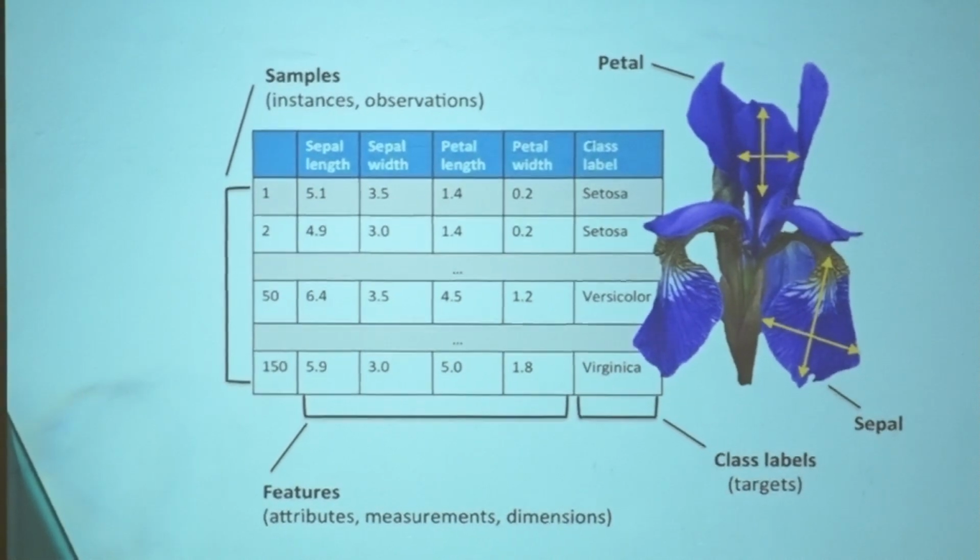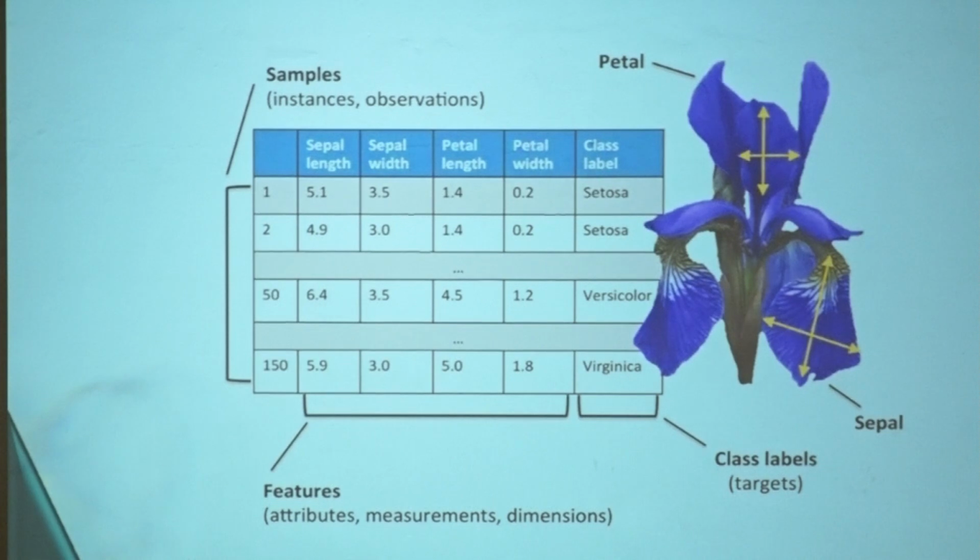When is a flower called setosa? When the sepal length is very high, sepal width is moderate, whereas petal width is very small. If the petal width is very small and sepal length is very high, we call that flower setosa. When do we call the flower versicolor? Very high sepal length, moderate petal width. Okay. When do we categorize the flower into virginica?